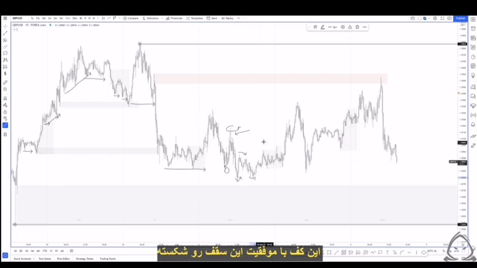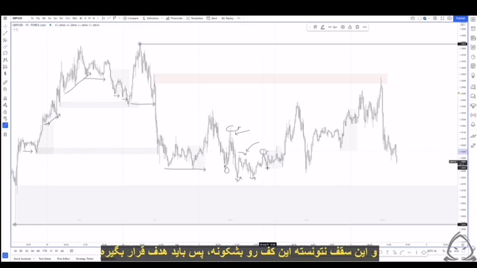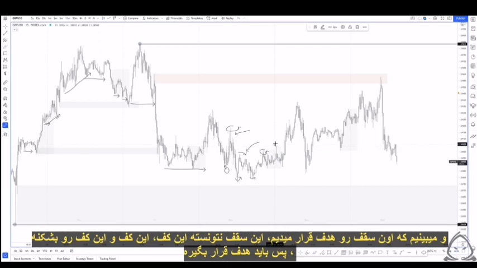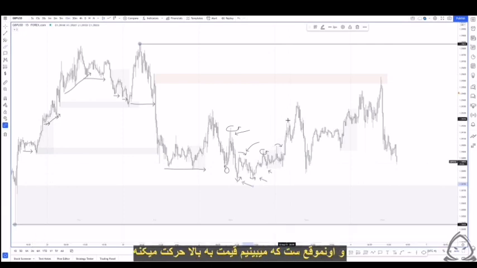This low has been successful in taking out this high. Therefore, it should be protected. And this high has failed to take out this low here, therefore should be targeted. And what we can see is we target that high. This high fails to take out this low, and this low, therefore it should be targeted. And that's when we start to see price moving to the upside.